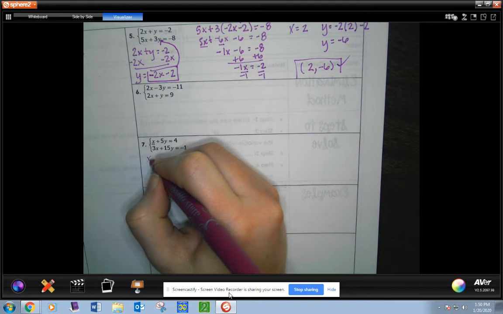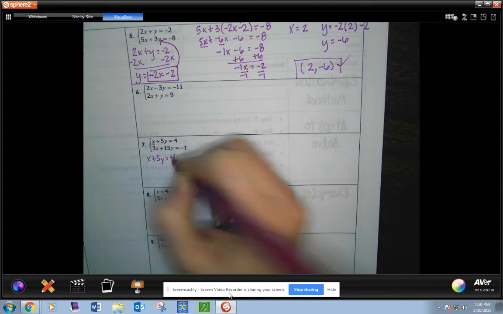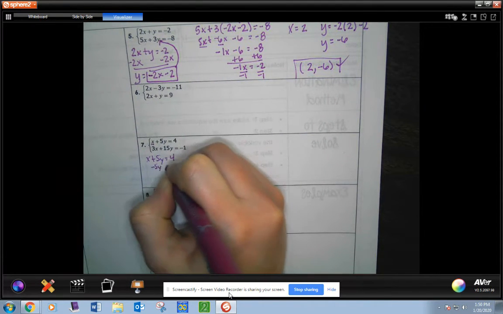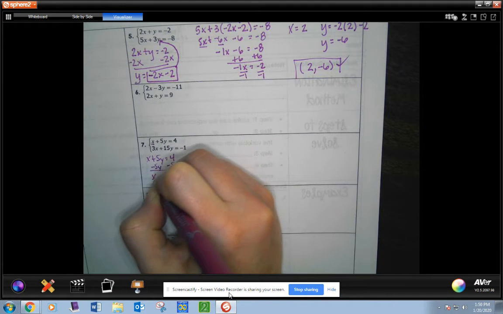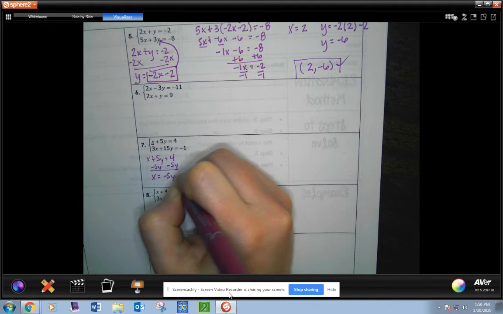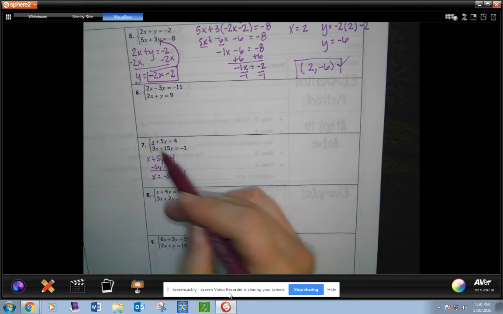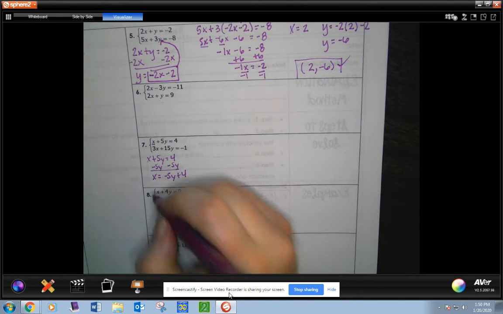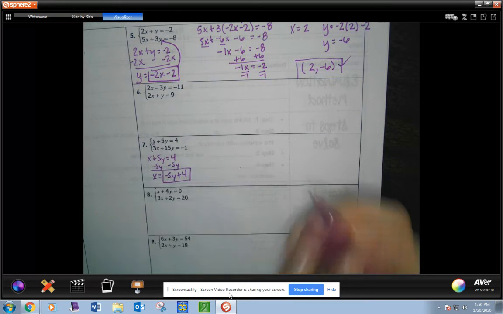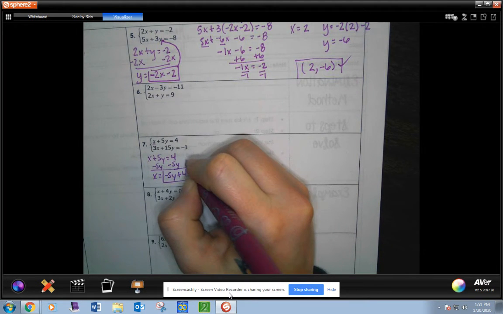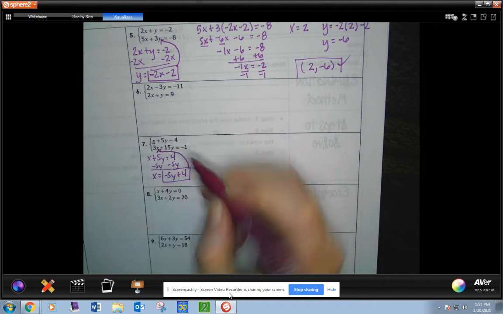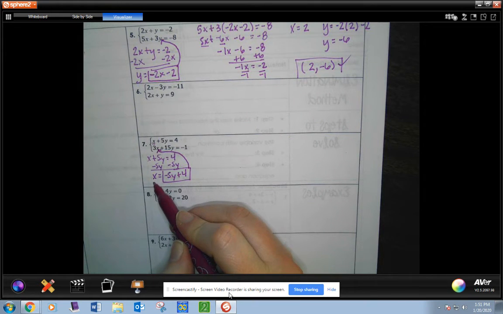So I'm going to pull this x plus 5y equals 4 down. I'm going to subtract the 5y, and I get x equals negative 5y plus 4. Now, I know that felt really weird solving for x equals, but that's the letter that's by itself, so that's what we've got to do. We're going to box that, and into the other equation, we're going to replace x this time because the x is on the outside of the box.